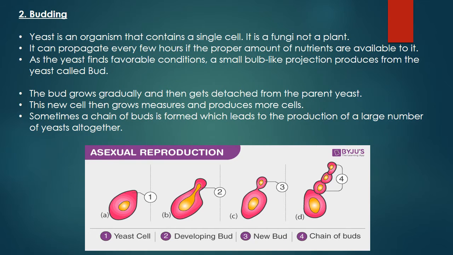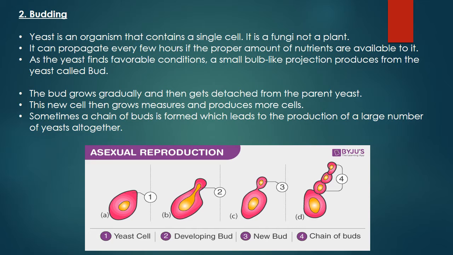The next type we are going to see is budding. As we all know, yeast is a unicellular organism, an anaerobe, that contains a single cell. It is a fungus, not a plant. It can propagate in very few hours if the proper amount of nutrients are available. As the yeast finds favorable conditions, that is proper food, moisture and so on, a small bulb-like projection called a bud is produced from the yeast.